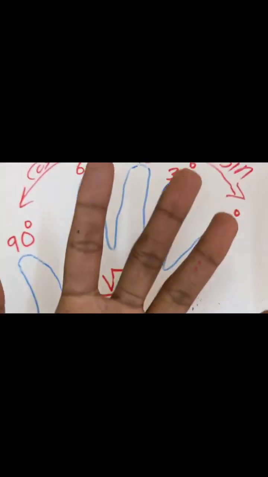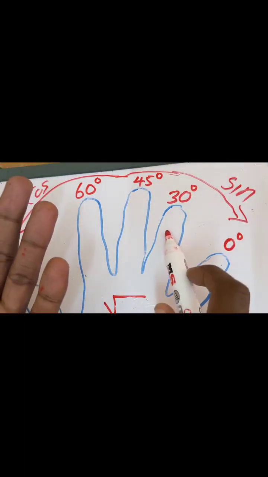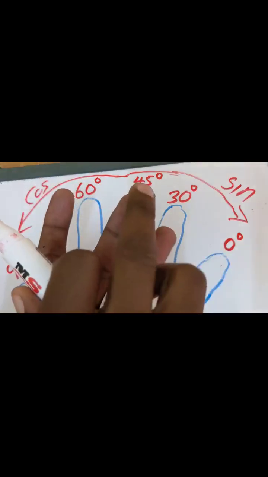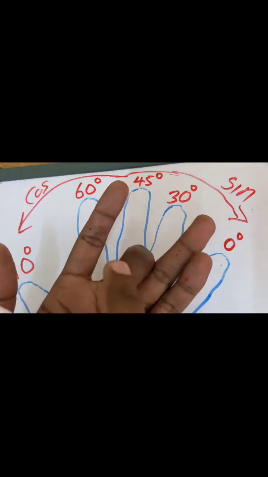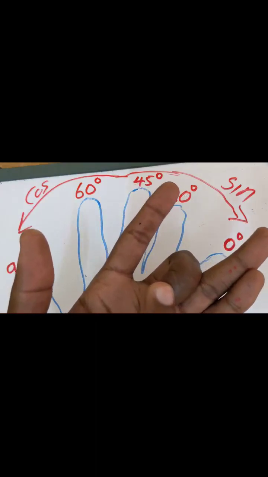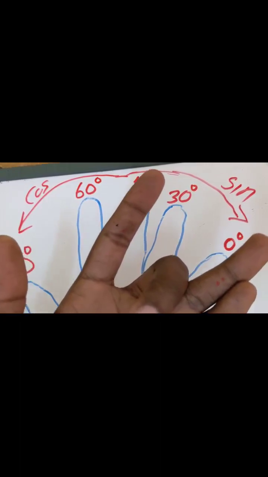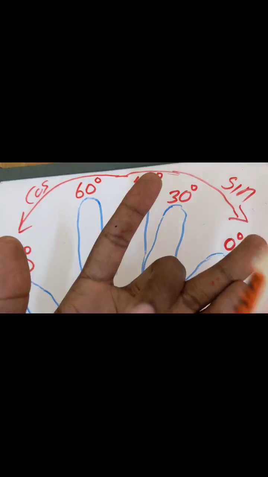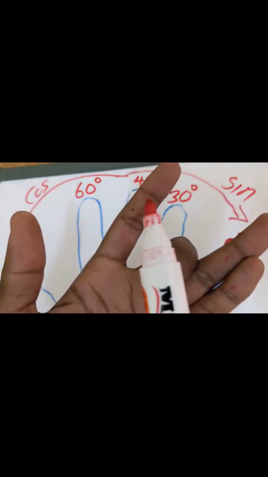So cos 45. If you look at this one, your first finger is 0, this is 30, this is 45. So now for cos 45, you drop this finger, the third one, like that. Then you are saying you want to find cos 45. We said that going this side, it is cos; going this side, it is sine. So we are going to cos.